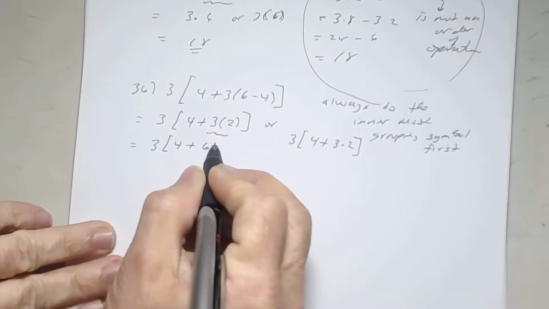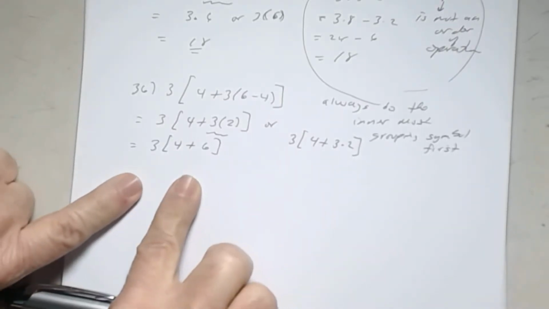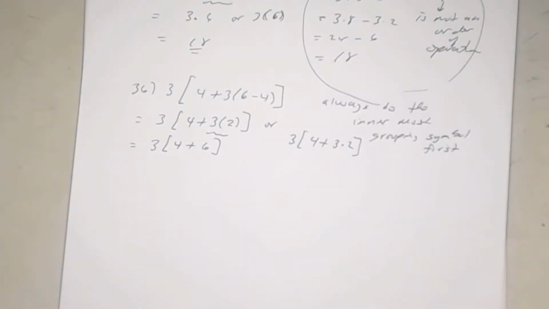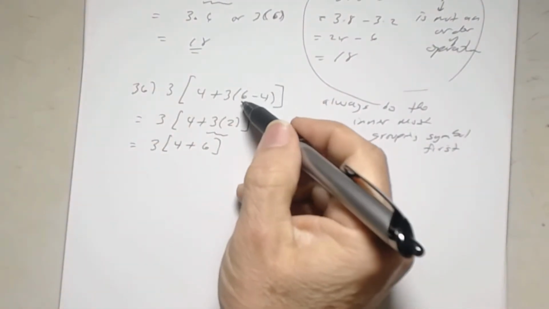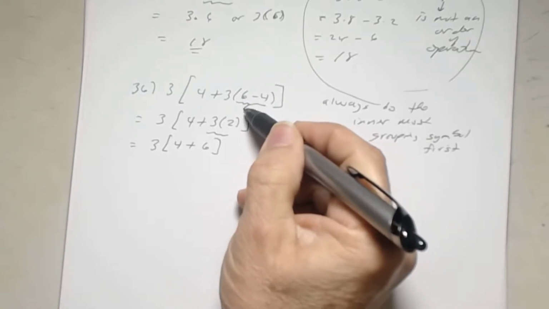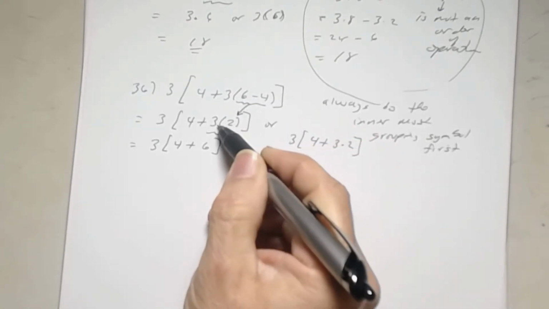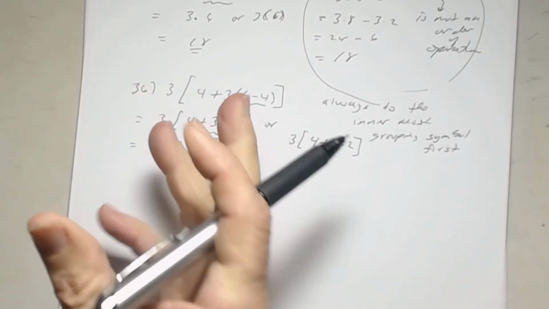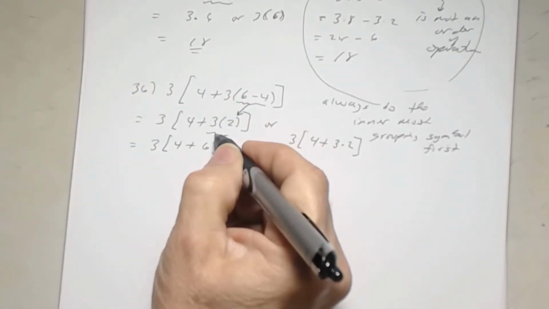3 times 2 is 6. Y'all agree you get this? Okay. One step at a time. So notice, let's go back to the beginning. Notice I did the subtraction first, and I got a 2. Then I did the multiplication next within that bracket grouping symbol, and I got a 6.